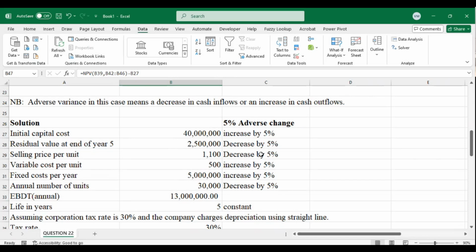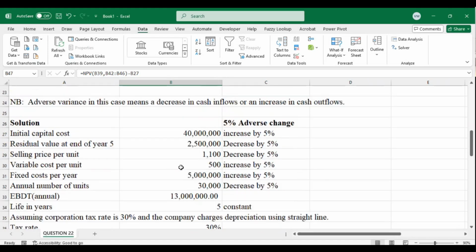finish this on time, because you can see I've done that in under a minute. I've been able to do all those scenarios just because I was able to reference the cells correctly from the word go.